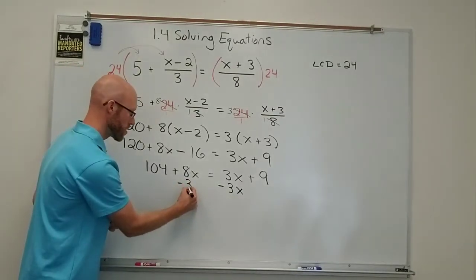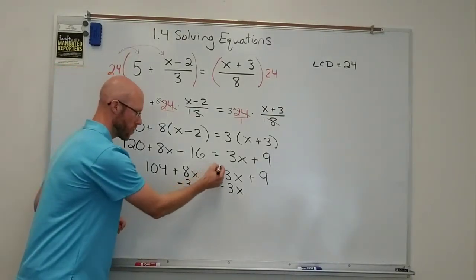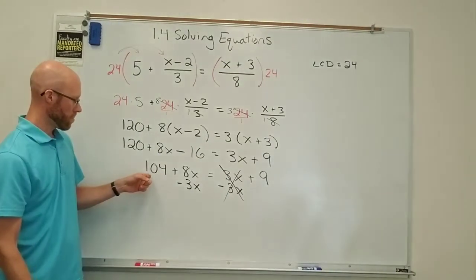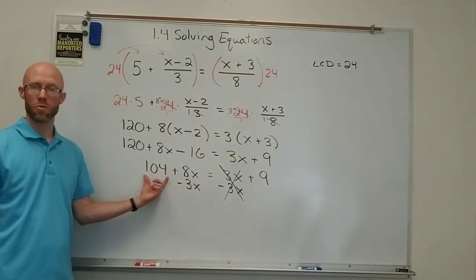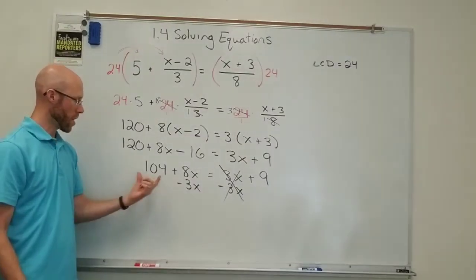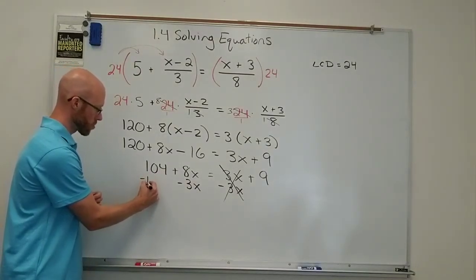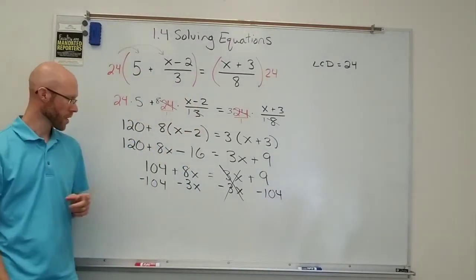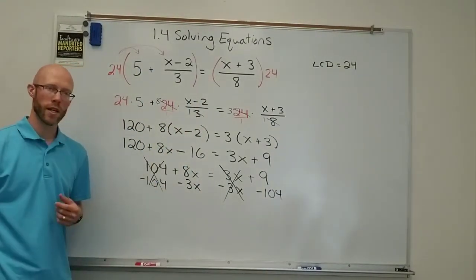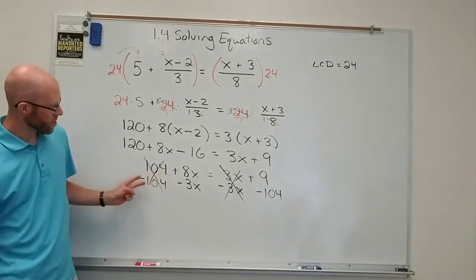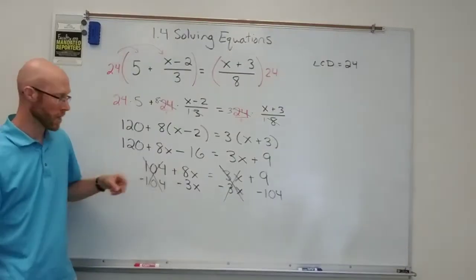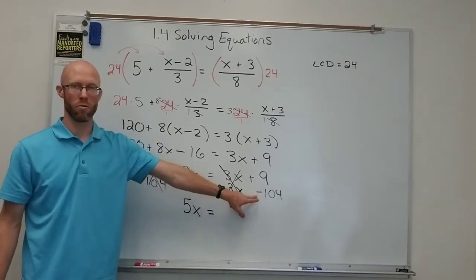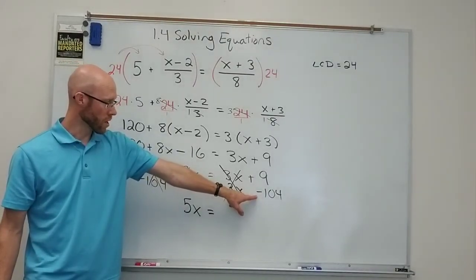If I do that on the right, I have to do that on the left, and so it will cancel out on the right-hand side. While I'm at it, I could also do the same to this 104. I want to drop the 104 out, make it a 0, so I'm going to subtract 104 from both sides of the equation. On the left, it adds up to 0, so the left-hand side simplifies to a 5x when I combine these. And the right-hand side, 9 minus 104, simplifies to negative 95.